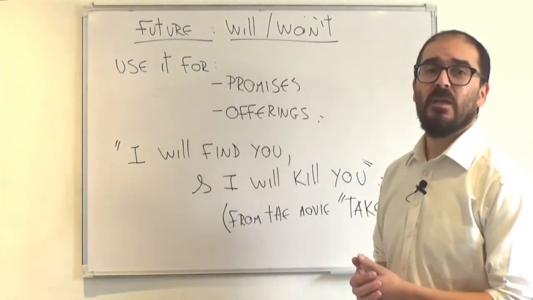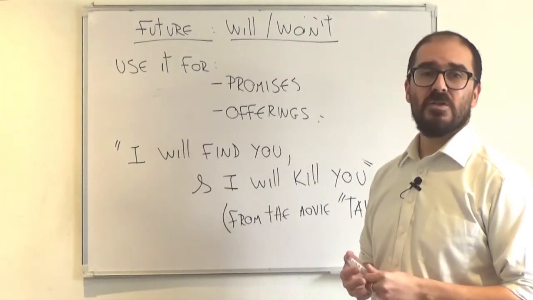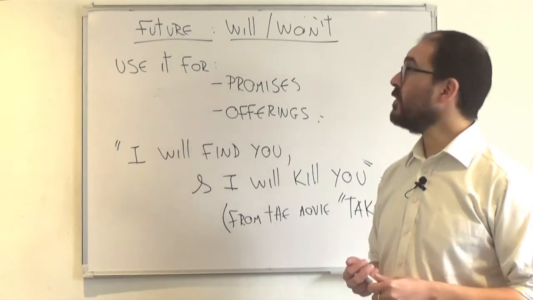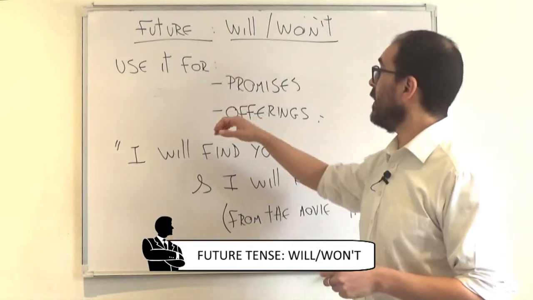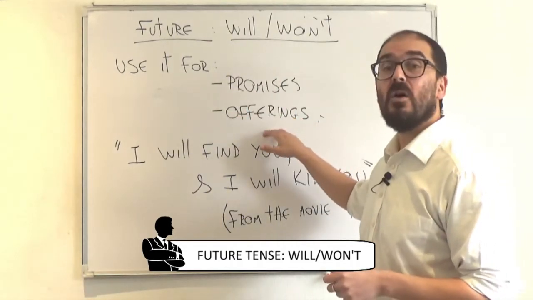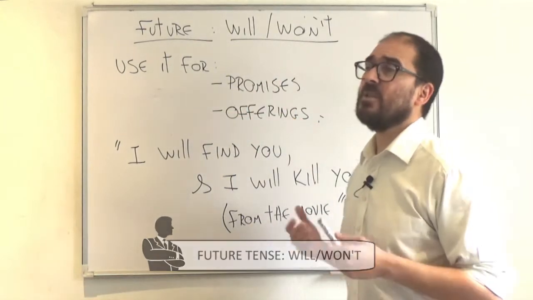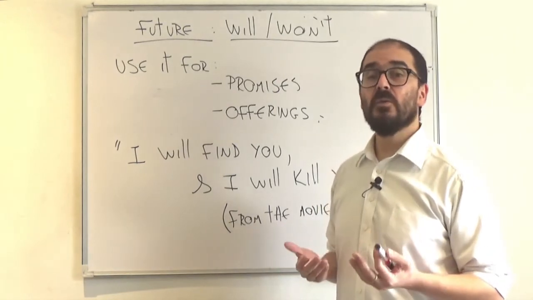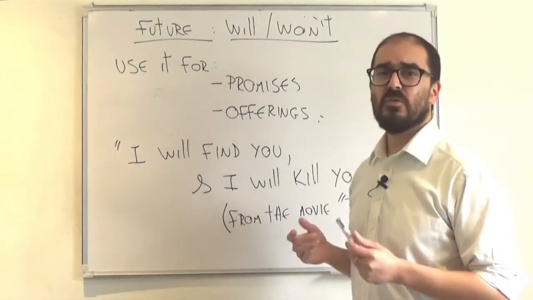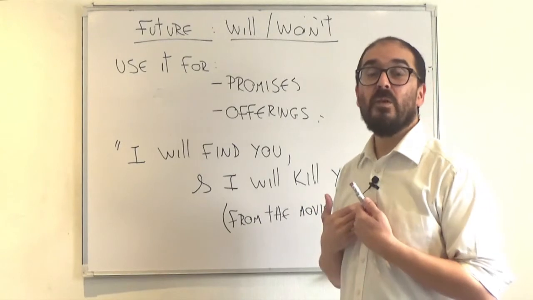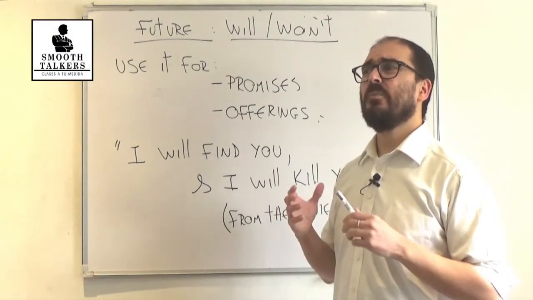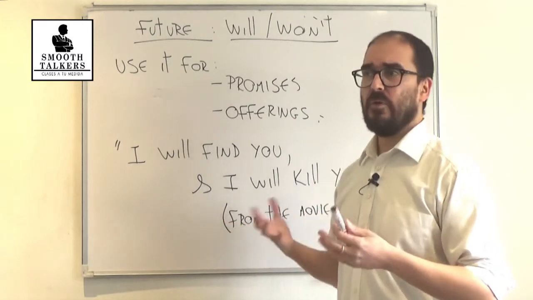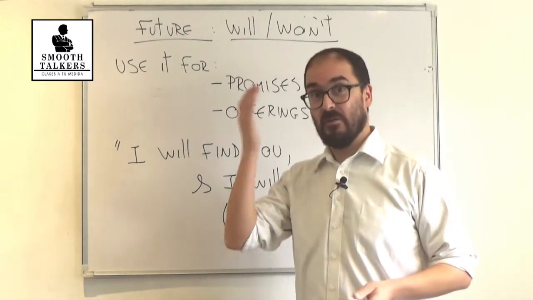Hello everyone. Continuing with our discussion about future tenses, we're going to talk about the use of will and how we use it to talk about promises and offerings. There is a substantial difference between using going to and will. Mostly we use will to talk about things we want, and that's why we use it not to plan things ahead, but we use it from here rather than from here.